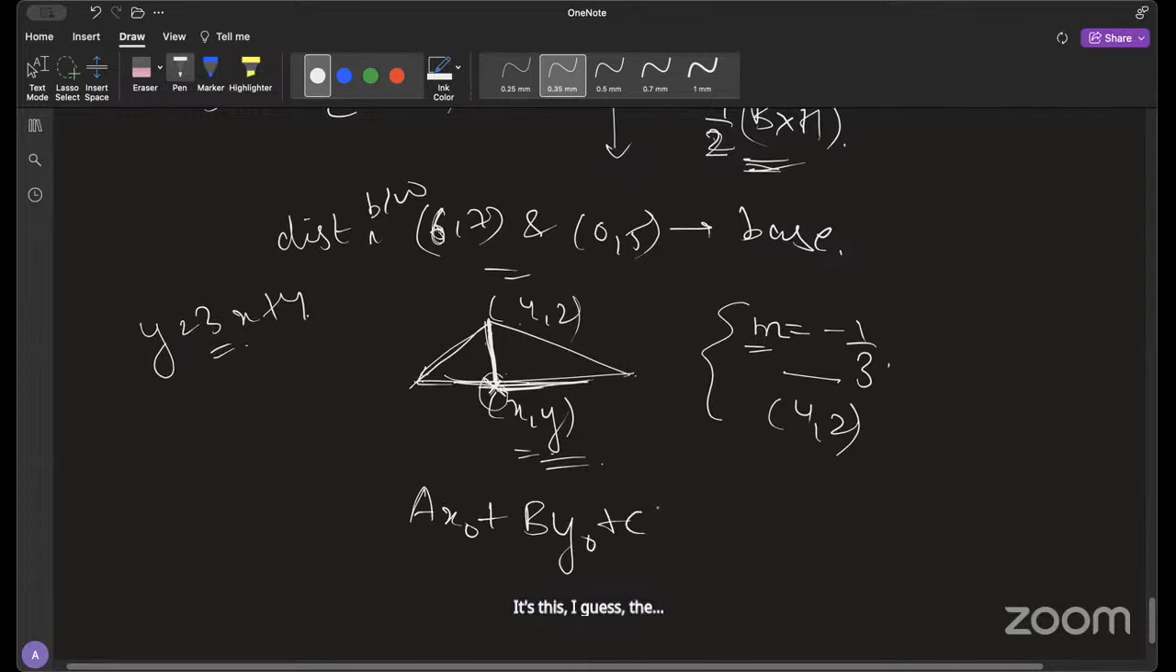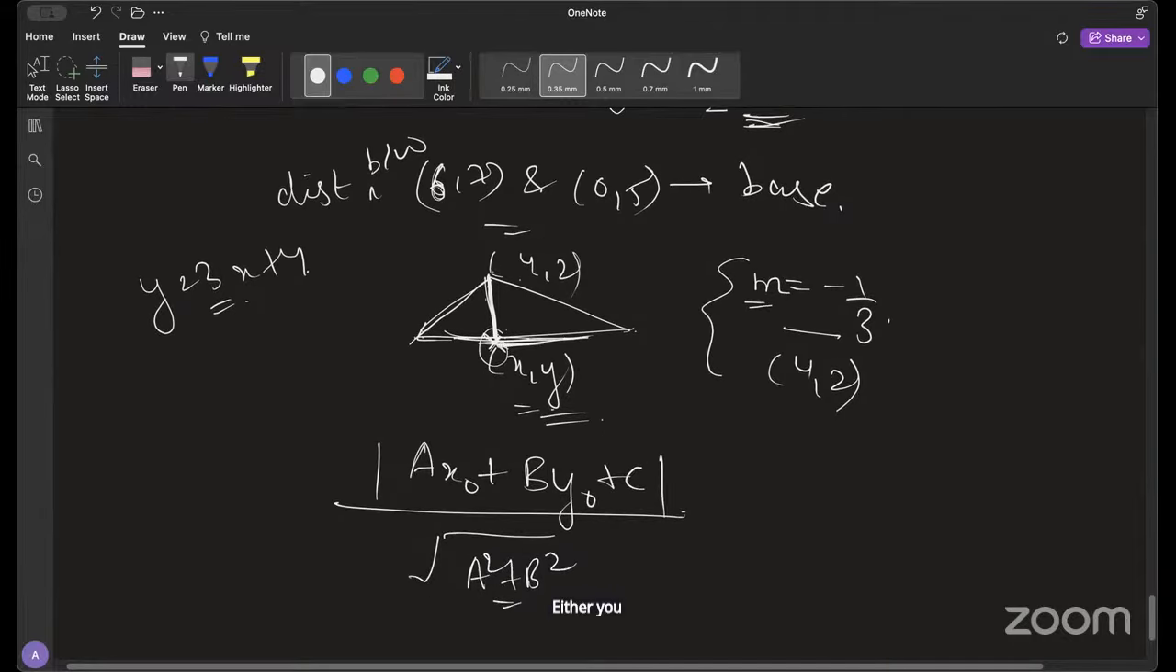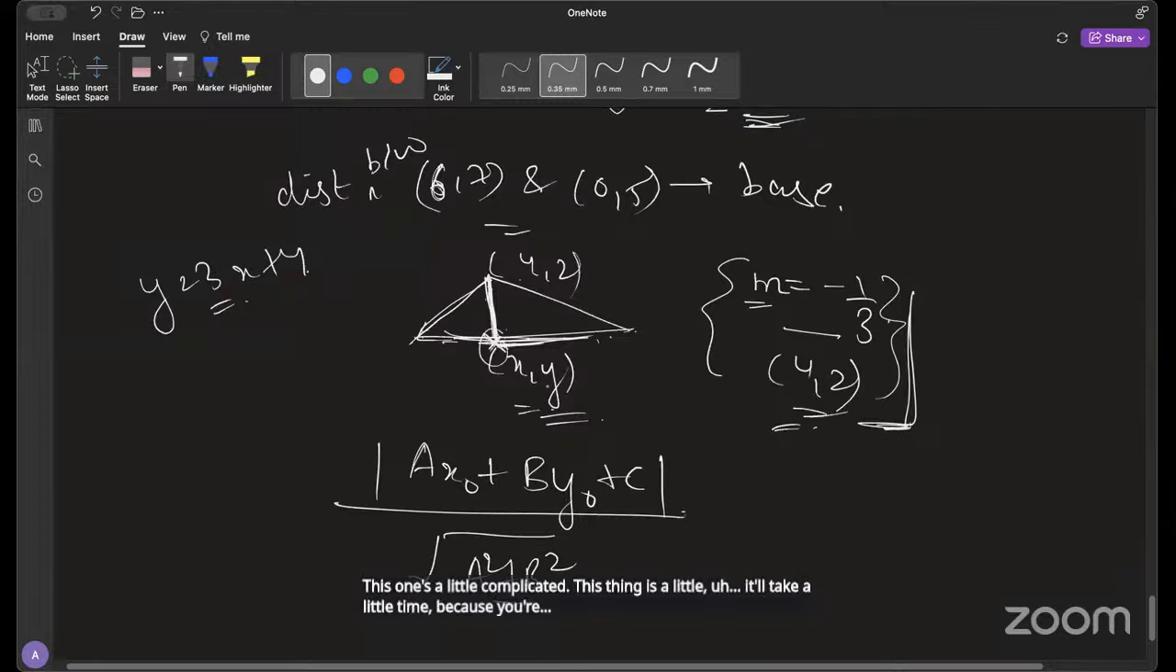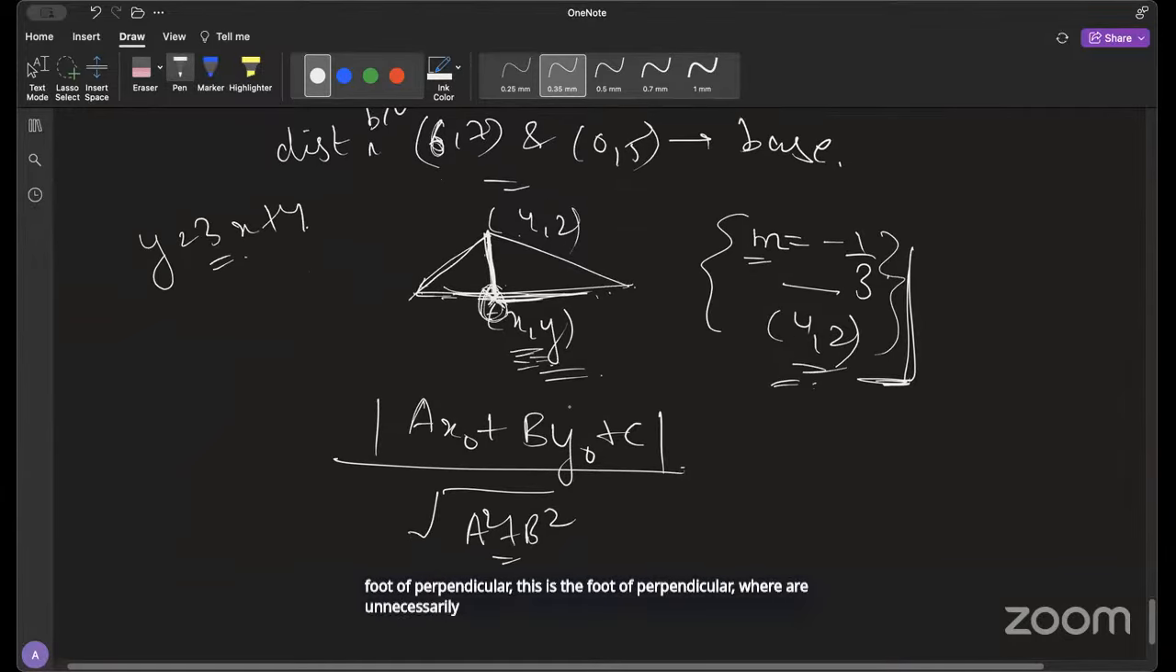You could have used this directly. Yes, we can use that directly. Either you can use this to find the distance of this point from this line, so you know this height and you know the base as well, or you can find the equation of this line from (6, 7) and (0, 5). This one's a little complicated and will take a little time, because you're unnecessarily finding the coordinates of the foot of the perpendicular, which is not needed here.